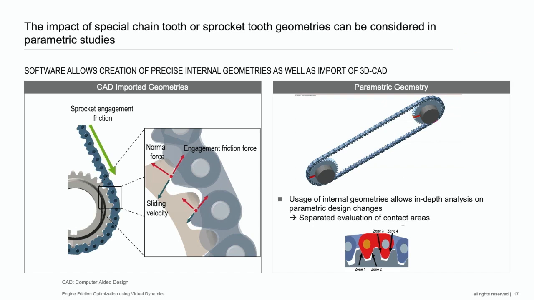This comes with another advantage. You can split the causes of friction into different zones of your chain links and sprocket engagement. So you can review very detailed impacts of your chain optimization and the impact on friction.